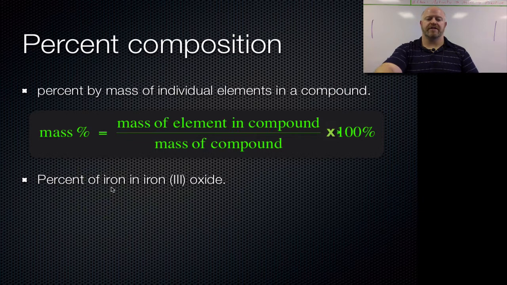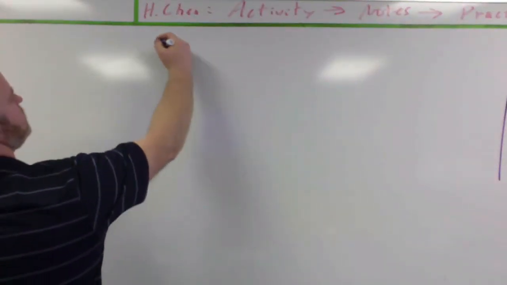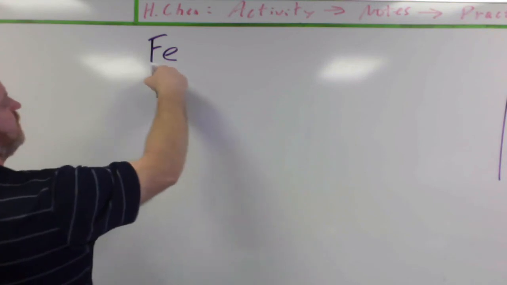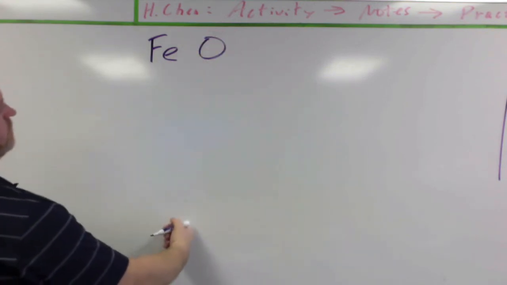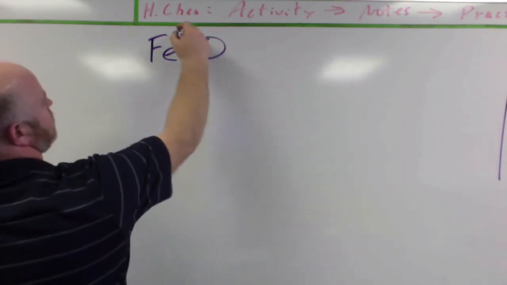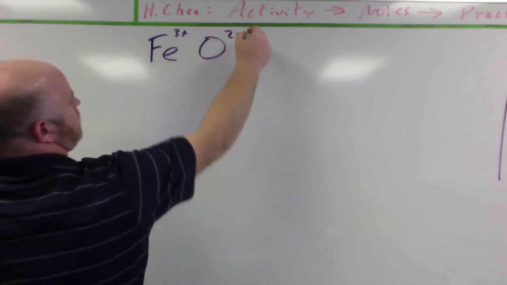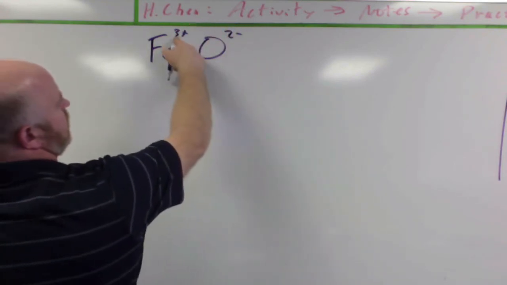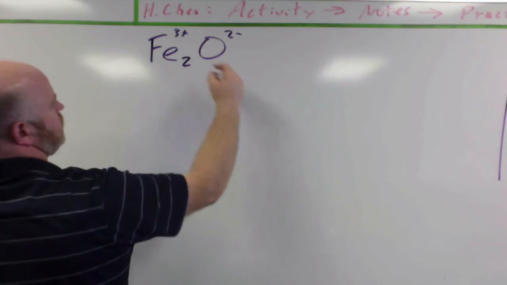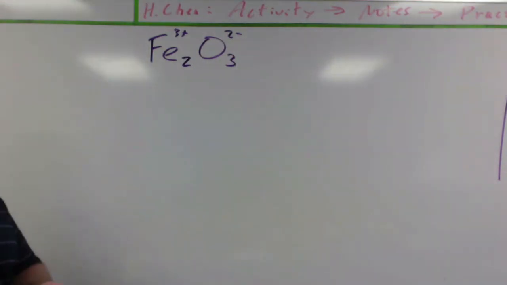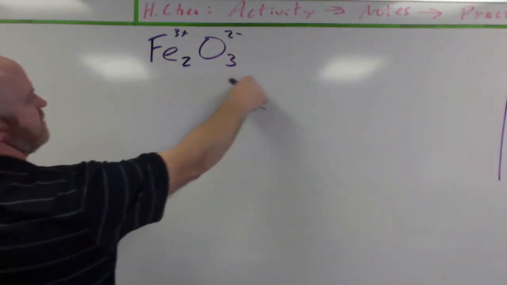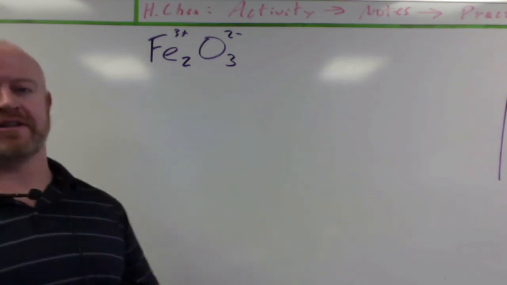So what is the percent of iron in iron(III) oxide? Okay, so iron(III) oxide, we first need to know its formula. So iron is Fe. We have oxide, it's iron(III) oxide, so it's a 3+ and 2-. We have +3 and 2-, so I need to have 2 irons and 3 oxygens. Now, breaking this down, I need to know the total mass of the compound.